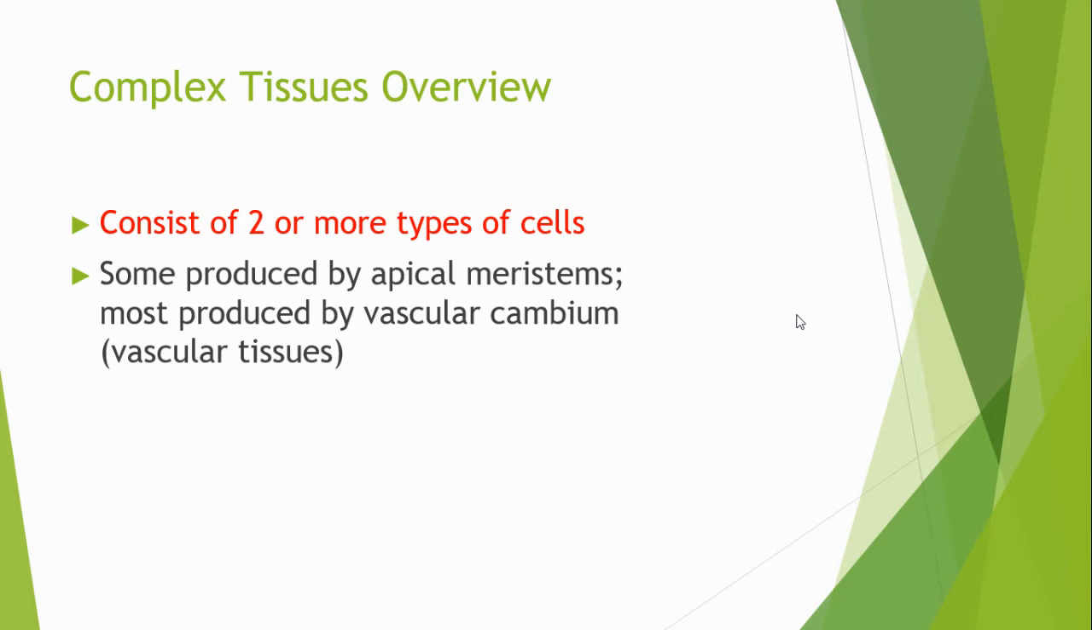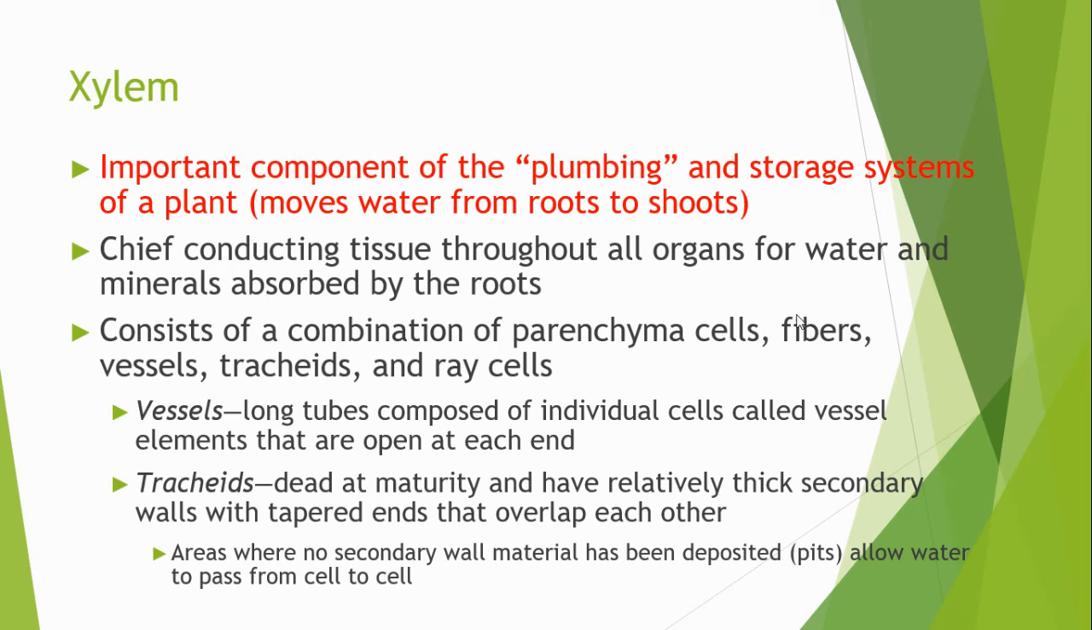Next are the complex tissues. This consists of two or more types of cells. Some are produced by apical meristems, but most are produced by the vascular cambium. It's an important component of the plumbing and storage systems of a plant, and it moves water from the roots to the shoots. It's the chief conducting tissue throughout all organs for water and minerals absorbed by the roots. It consists of a combination of parenchyma cells, fibers, vessels, tracheids, and ray cells, which we haven't talked about yet.